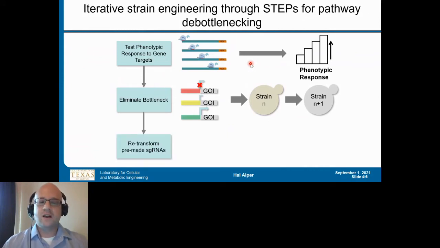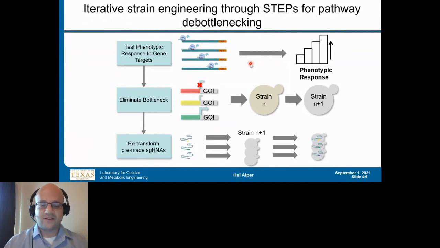and then use that to develop our next strain. Once we've eliminated the bottleneck, we can retransform these already pre-made guide RNAs from the freezer, essentially, that are sitting around, to iterate this process. And this allows us to go through iterative strain engineering in a very rapid fashion.